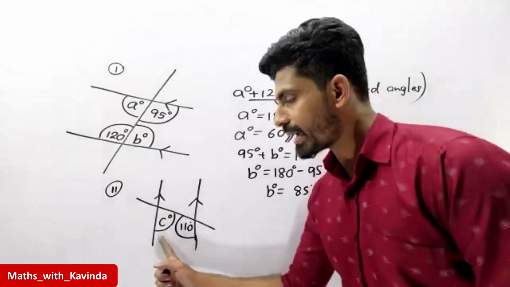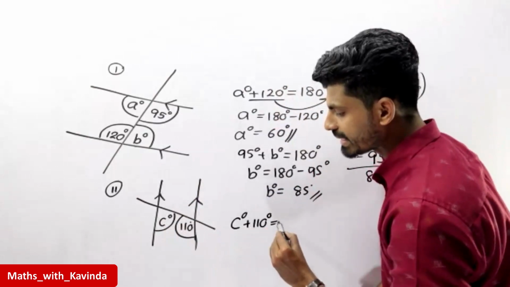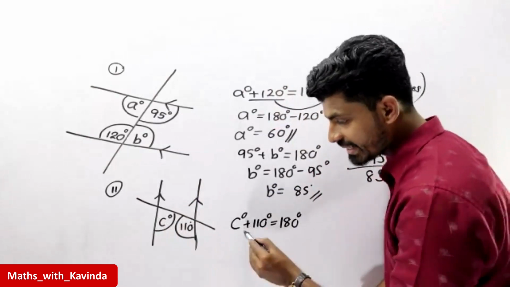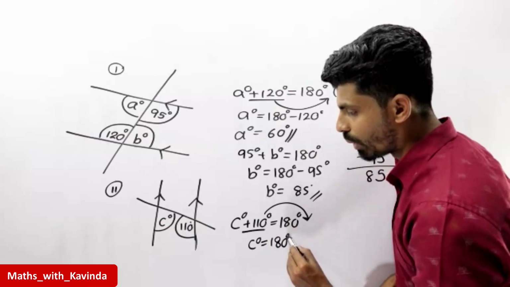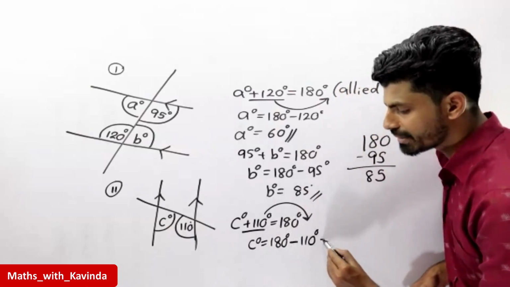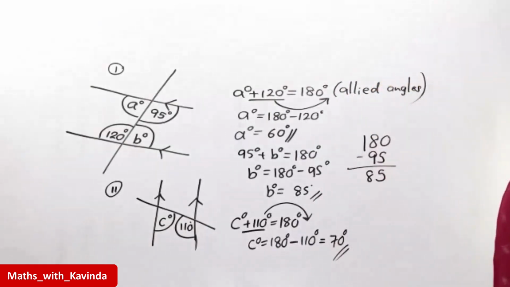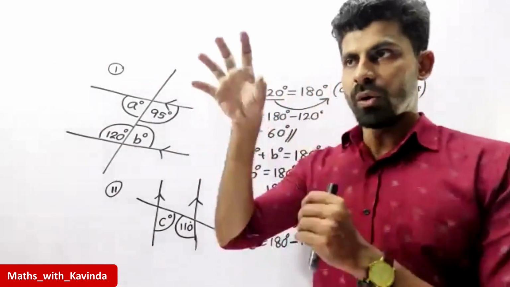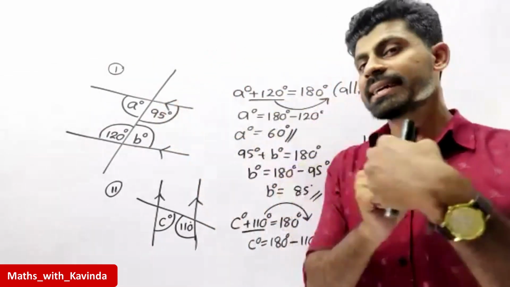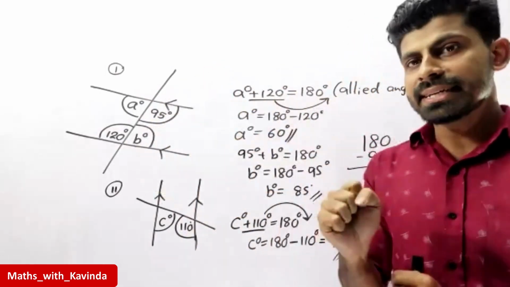These two angles add up to 180. So C plus 110 equals 180, moving 110 to the other side. C equals 180 minus 110, which equals 70. So C equals 70, because they are allied angles. Then what are there? Alternate angles, corresponding angles, and allied angles.